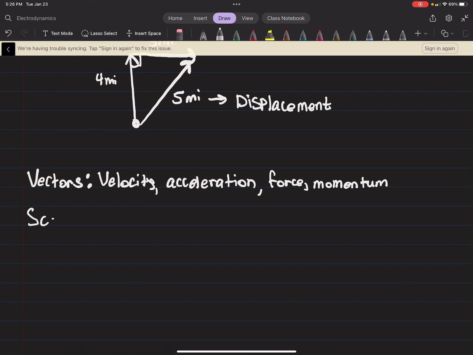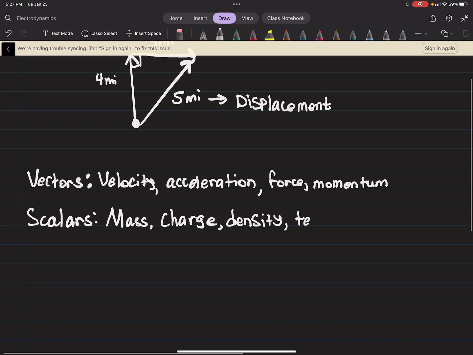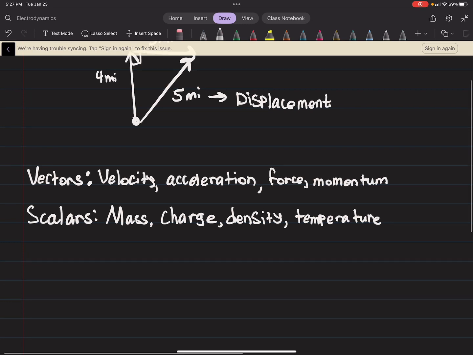And we also work with what are known as scalars. Scalars don't have direction. We think of them as just some sort of quantity. For example, mass: you could have a certain mass of something, but it doesn't really have direction. Charge is something we'll talk about in this series, and that's a scalar quantity. So is density. So is temperature. So we have these different objects like vectors and scalars, and we're going to work with them quite a bit.